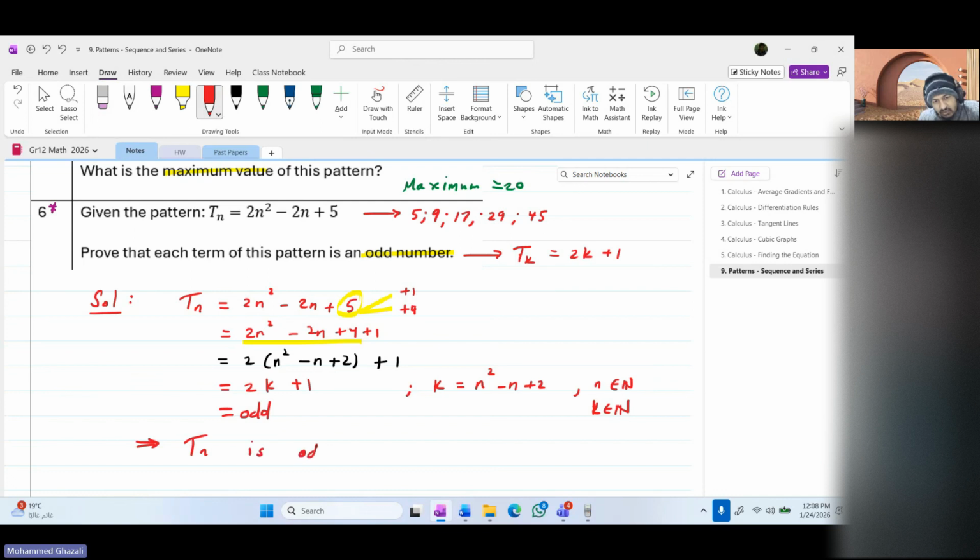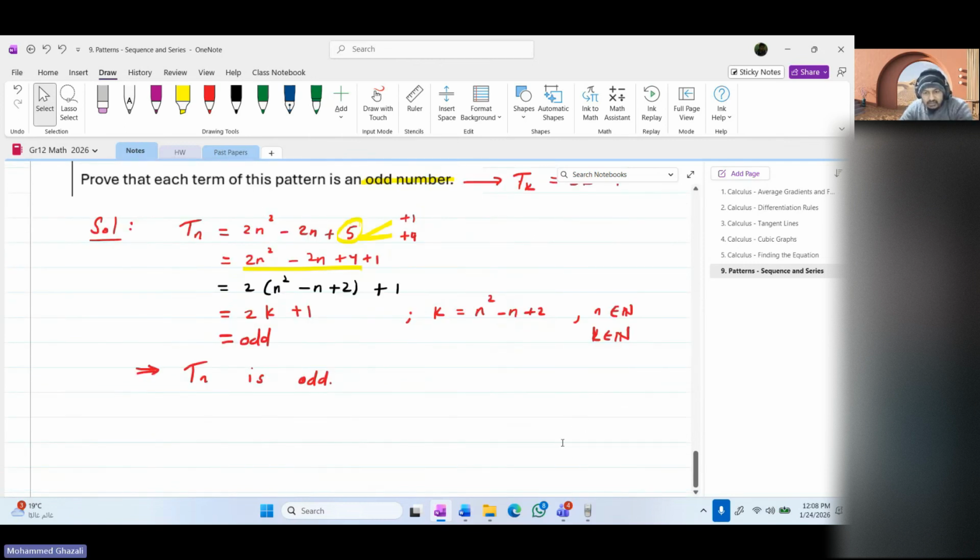Tn is odd. That's it. Right, so this was a little bit tricky. Now, if you're proving even, you just need to prove that it is equal to 2k, not plus 1 and not minus 1. All right. Right, so that's great.